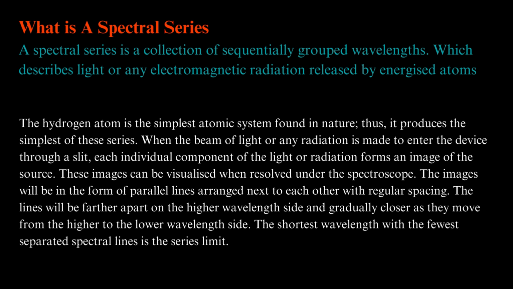When the beam of light or any radiation is made to enter the device through a slit, each individual component of the light or radiation forms an image of the source. These images can be visualized when resolved under the spectroscope. The images will be in the form of parallel lines arranged next to each other with regular spacing. The lines will be farther apart on the higher wavelength side and gradually closer as they move from the higher to the lower wavelength side. The shortest wavelength with the fewest separated spectral lines is the series limit.